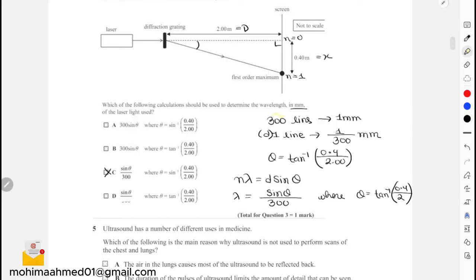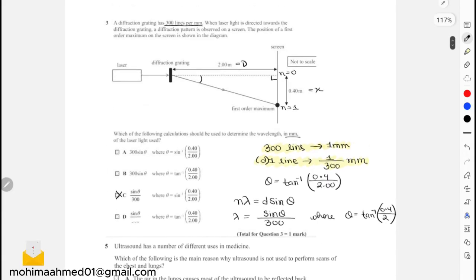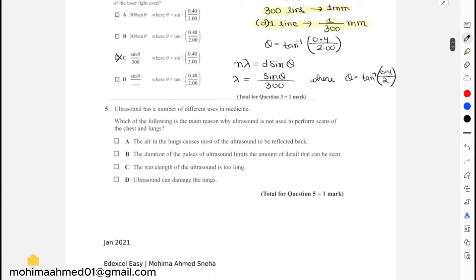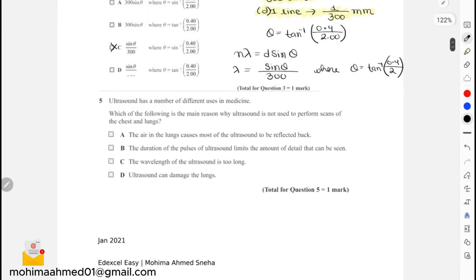This is very important to understand: how to find the value of small d, the distance between adjacent lines on your diffraction grating. That is extremely important. Okay, after this, we'll move on to your next part. Question 5. Ultrasound has a number of different uses in medicine. Which of the following is the main reason why ultrasound is not used to perform scans of the chest and lungs? The air in the lungs causes most of the ultrasound to be reflected back.